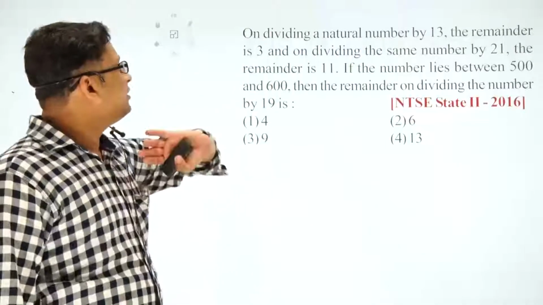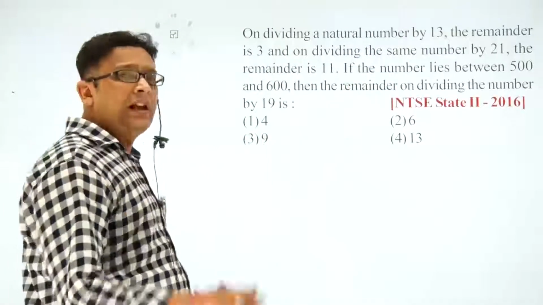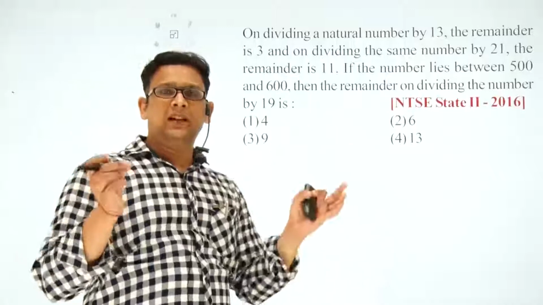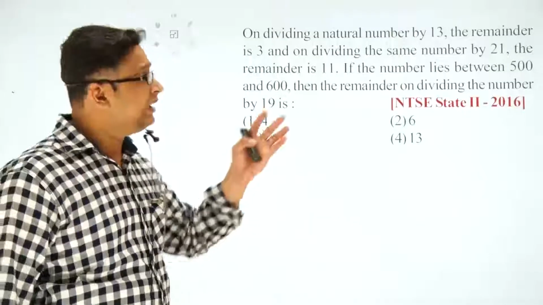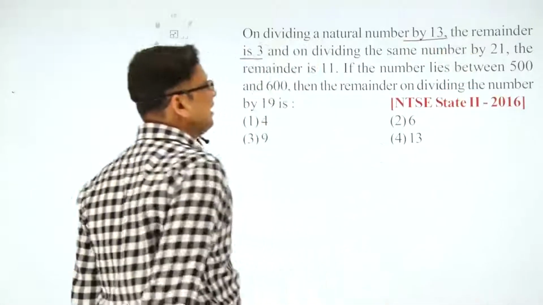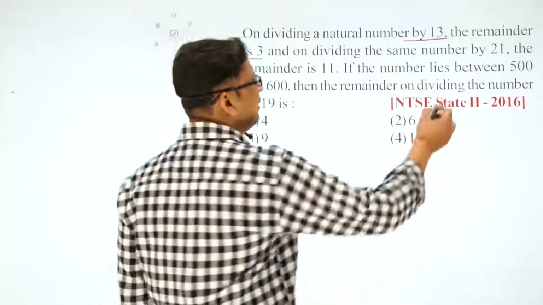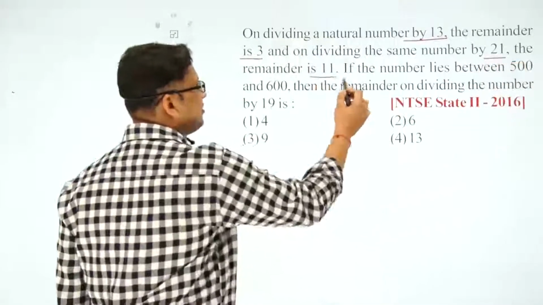So the question says that on dividing a natural number by 13, suppose a number is divided by 13 and it gives the remainder 3. So 3 is the remainder and the divisor is 13, and again on dividing the same number by 21, it gives the remainder 11.